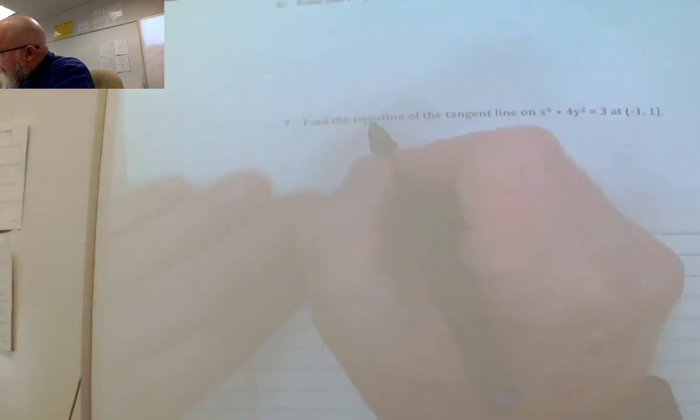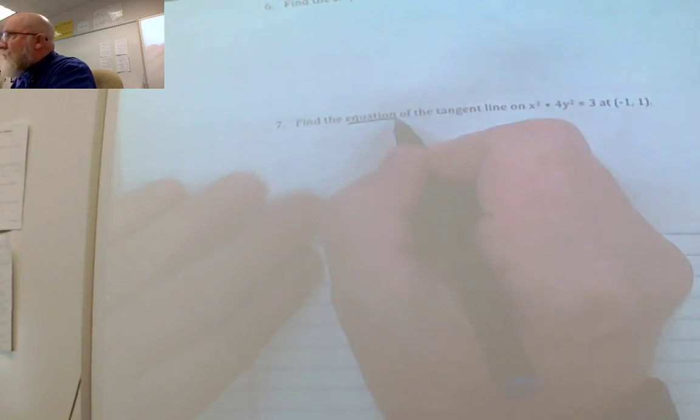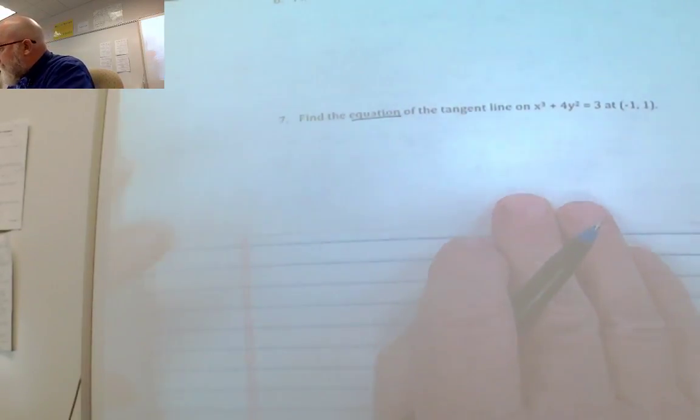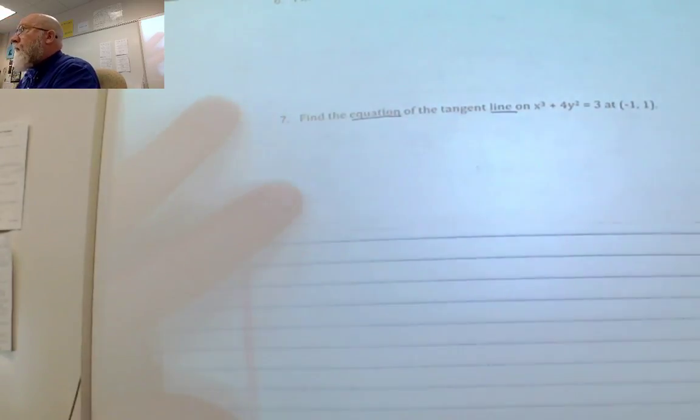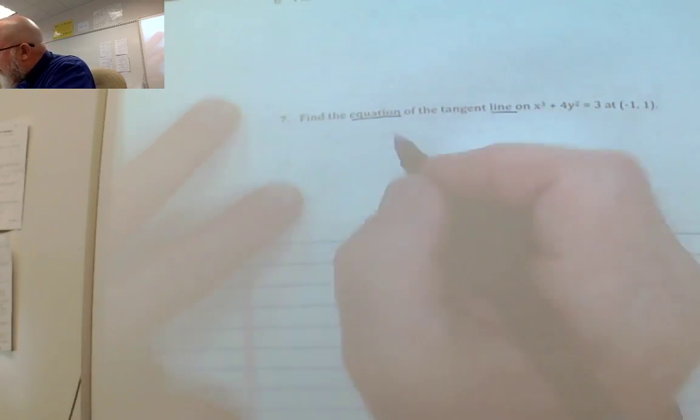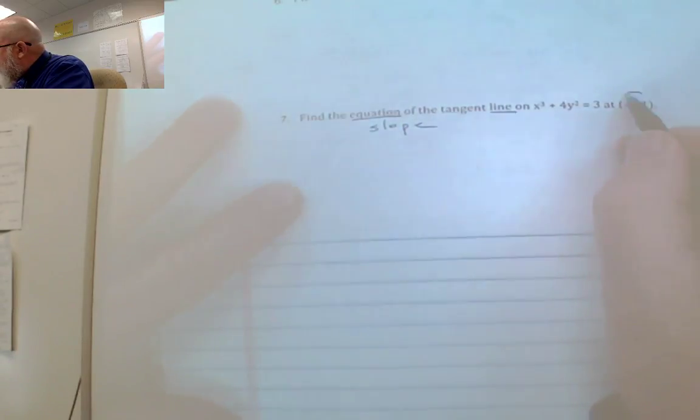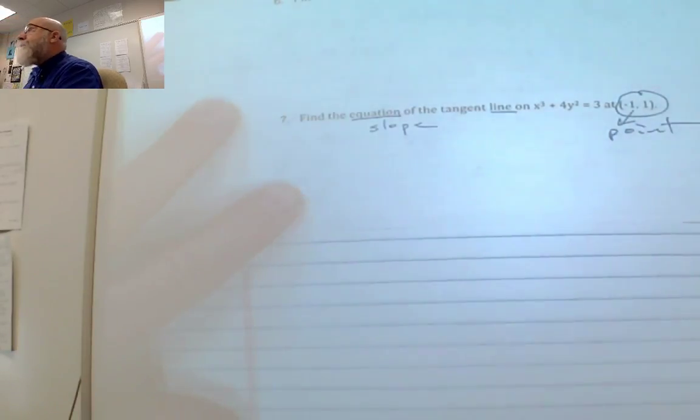Read, here's the key word: equation of a line. It doesn't even have to be tangent, of any line. What two things do I need? Slope. And guess what right here? We got the point. Right? So we're halfway done. We just got to figure out the slope.